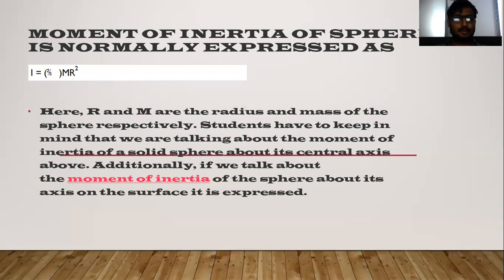Students have to keep in mind that we are talking about the moment of inertia of a solid sphere about its central axis. Additionally, if we talk about the moment of inertia of the sphere about its axis on the surface, it is expressed as I is equal to 2 by 5 mr square.